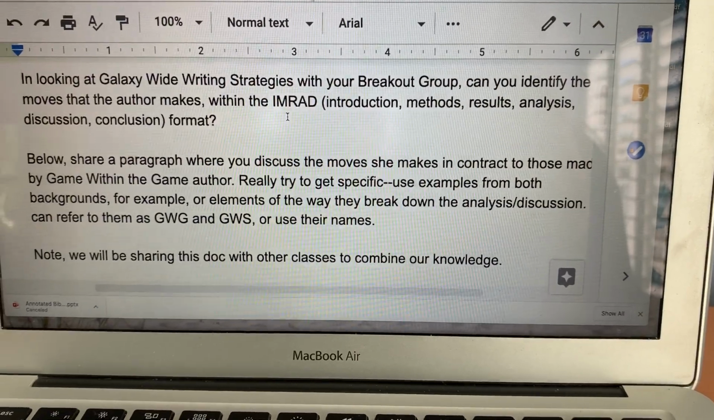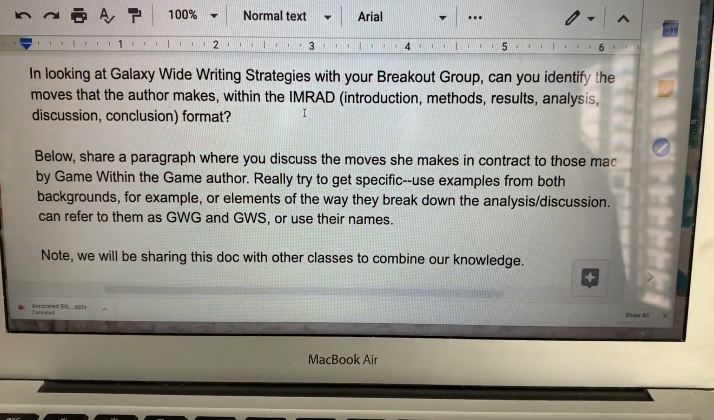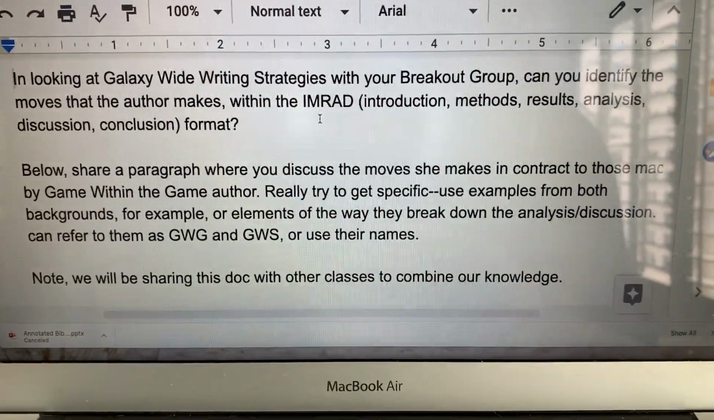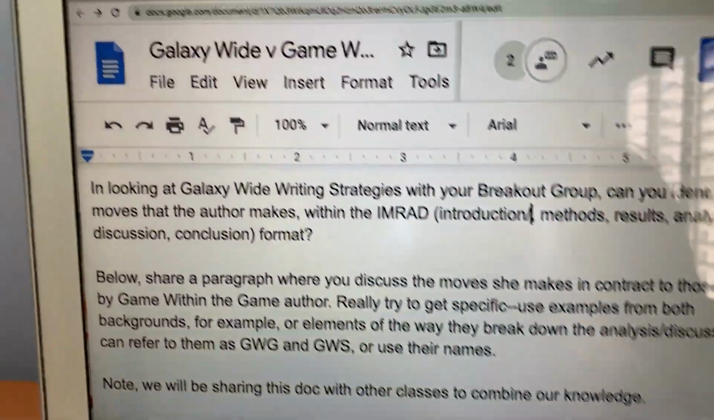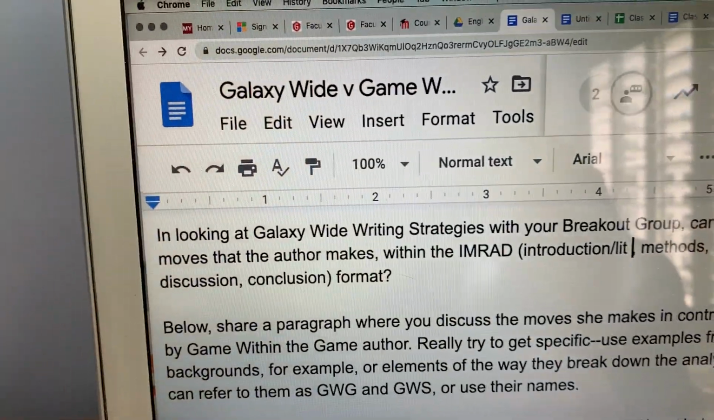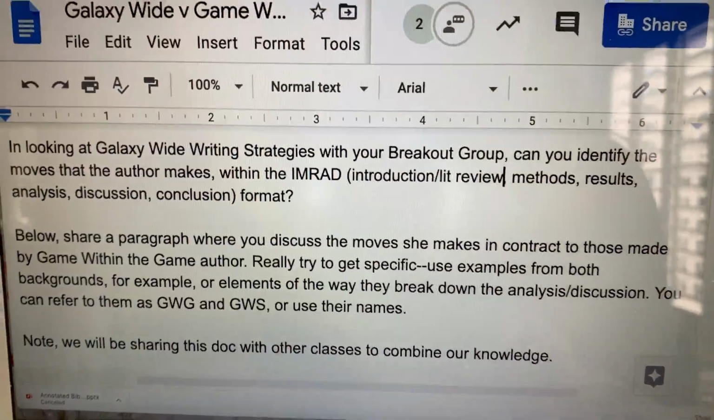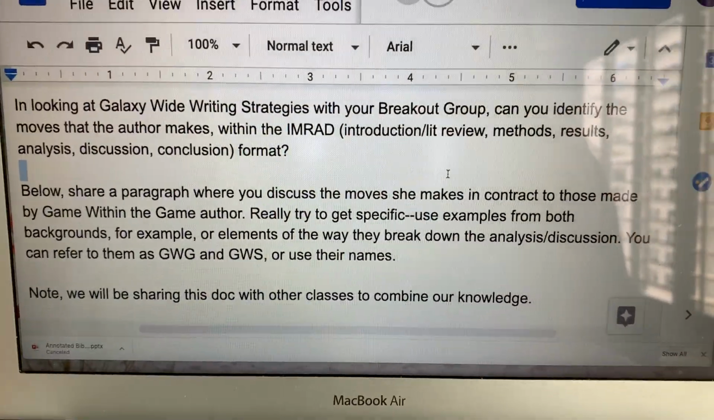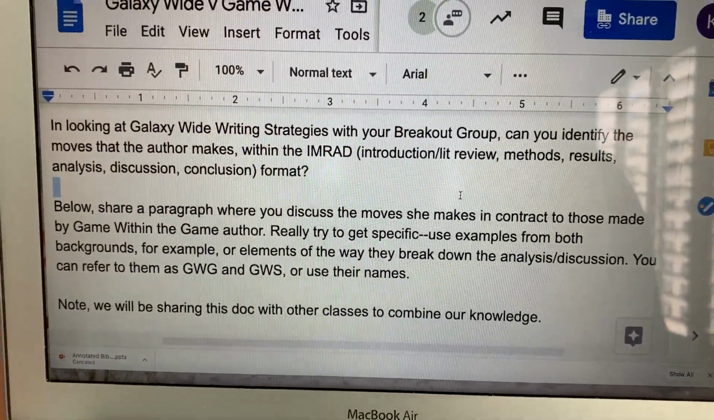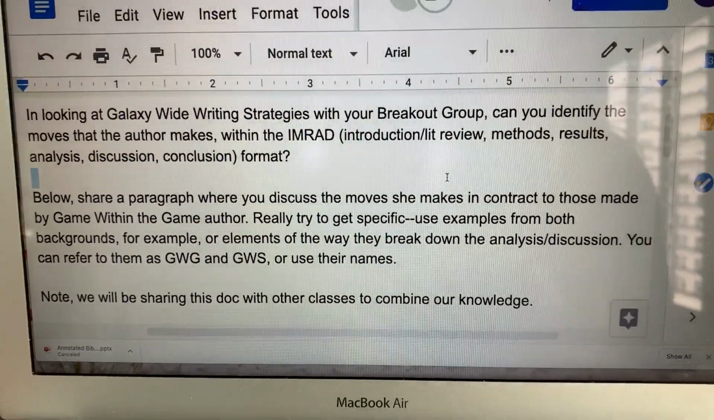We look again at the IMROD method. Just a reminder: introduction, literature review, methods, results, analysis, discussion, and conclusion. So all of these pieces, the introduction, I'm going to just put slash lit review. Most people have that. It's slightly less common in the sciences to have an extended lit review. More common in social science, psychology, business to have an extended lit review.